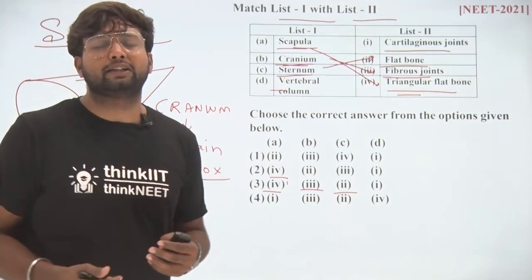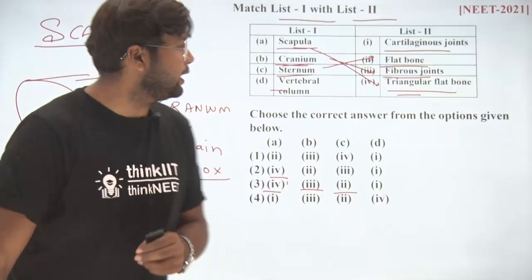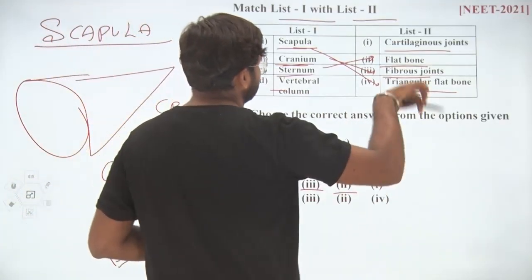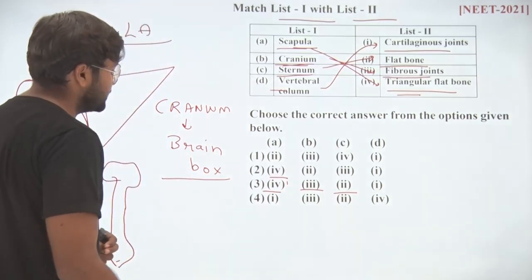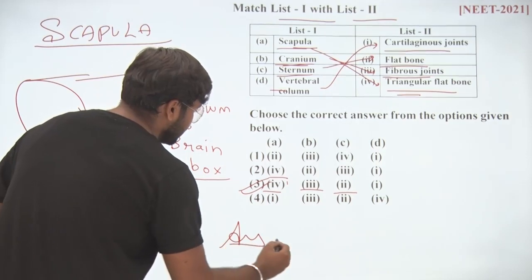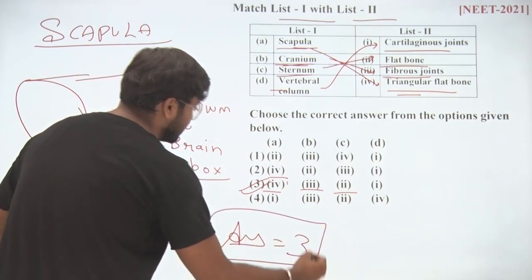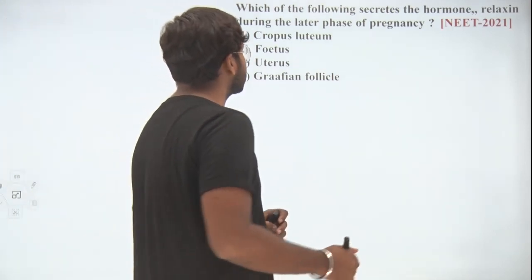And D, vertebral column. It is behind, on the dorsal side. We have the vertebral column. We can slightly move that vertebral column. So this type of joint is named the cartilaginous joint. So the correct option is the third one. And your answer is third. Clear? Copy that question. Okay, students, let's have a look at the next question.